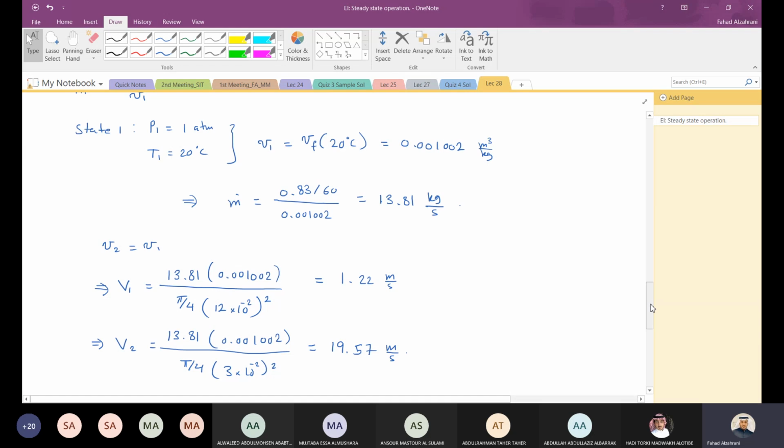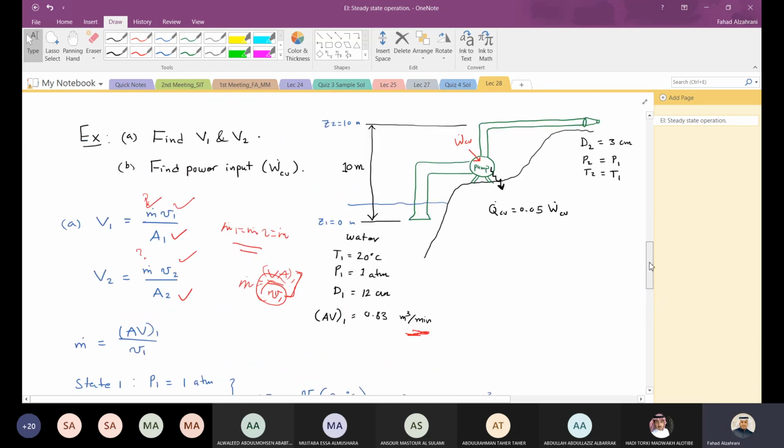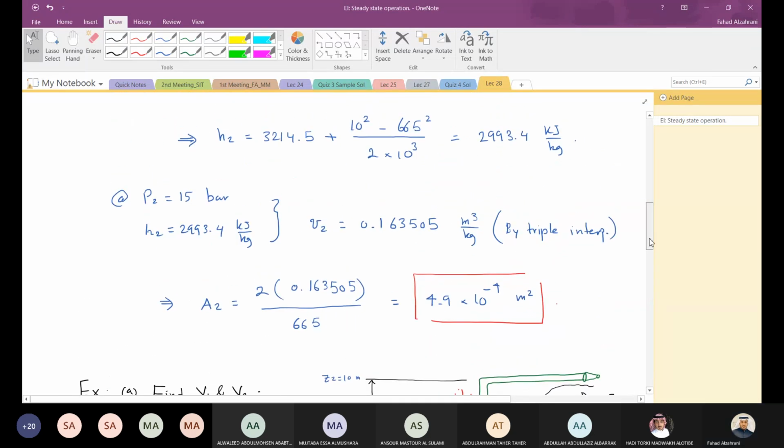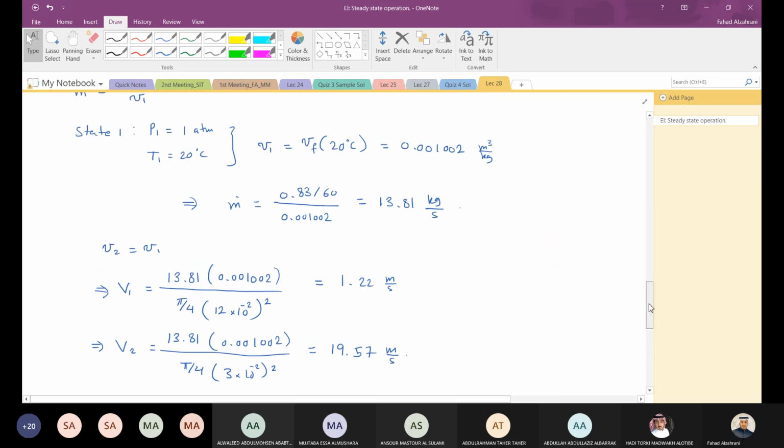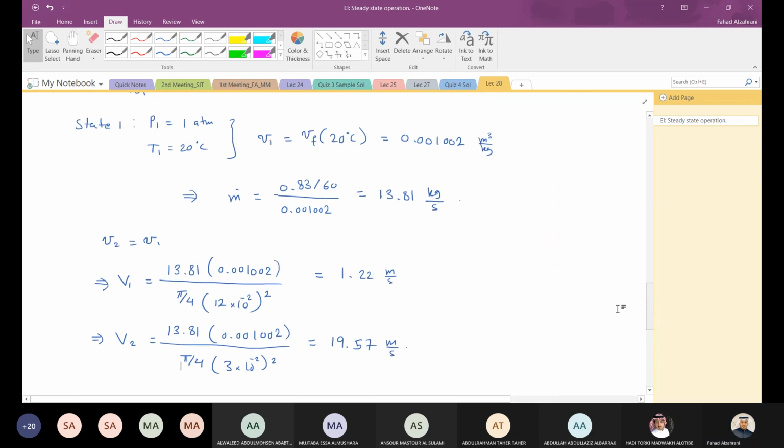Any questions about the first part? Okay, how can I find the power input? How can I find the power input?